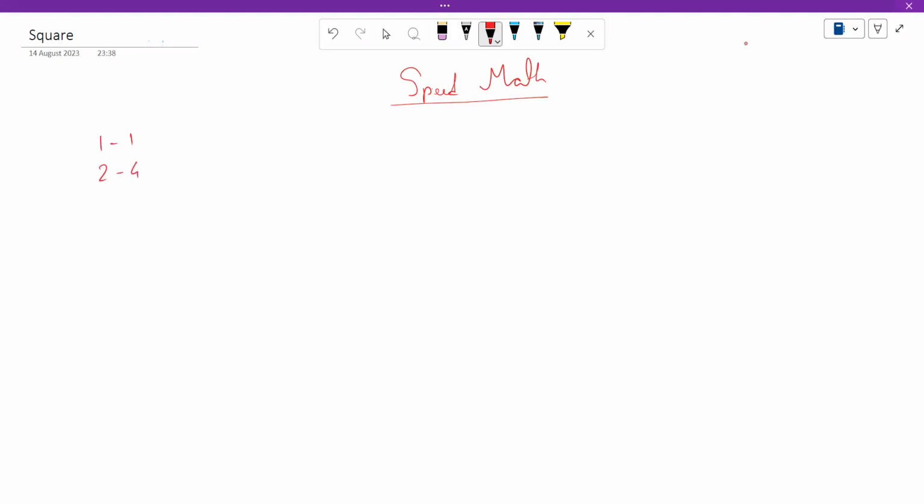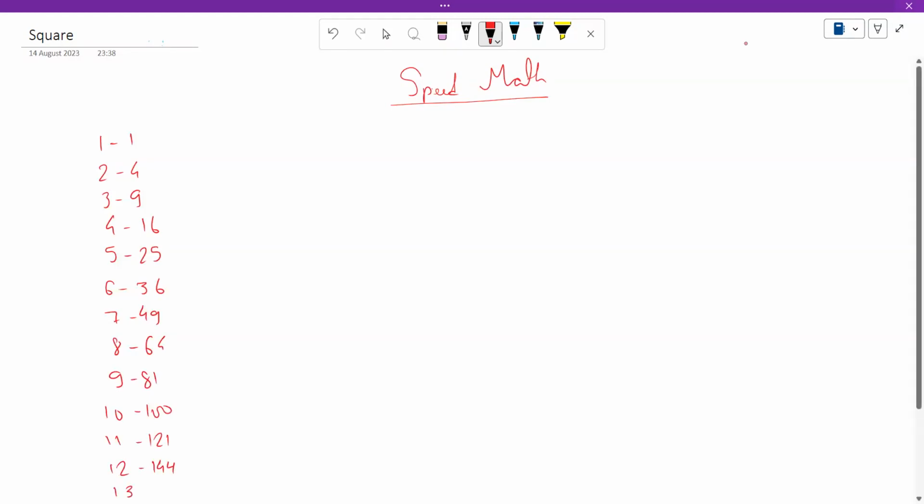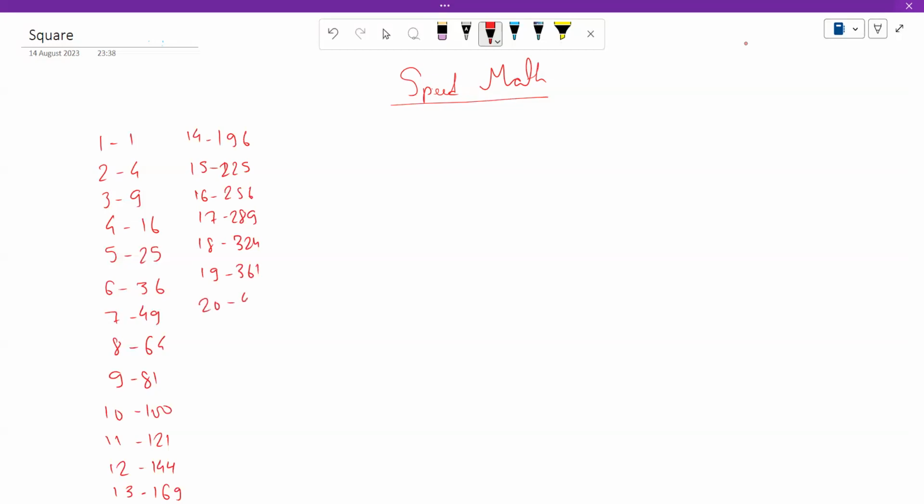So 1 square is 1, 2 square is 4, 3 square is 9, 4 square is 16, 5 square is 25, 6 square is 36, 7 square is 49, 8 square is 64, 9 square is 81, 10 square is 100, 11 is 121, 12 is 144, 13 is 169, 14 is 196, 15 is 225, 16 is 256, 17 is 289, 18 is 324, 19 is 361, and 20 is 400.